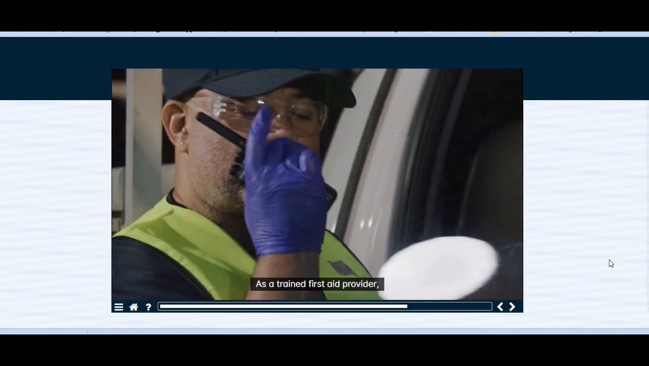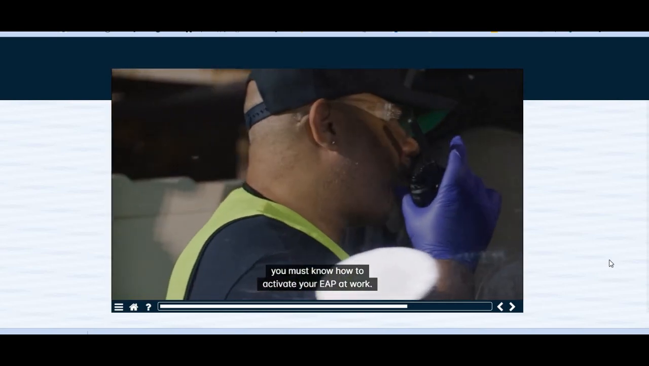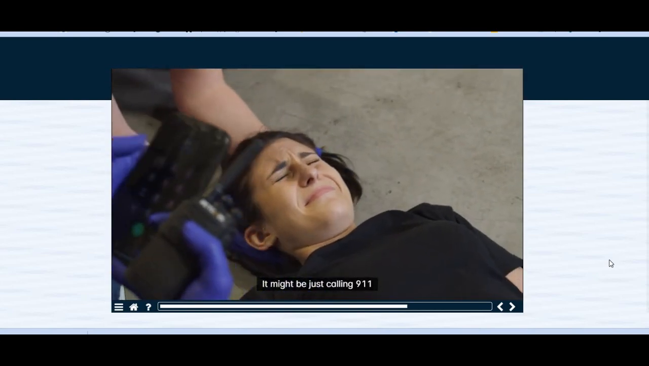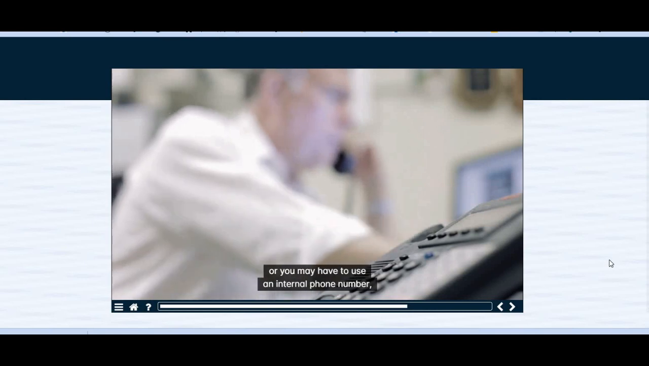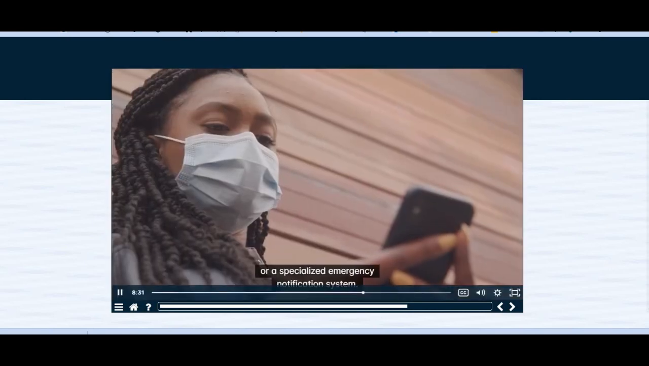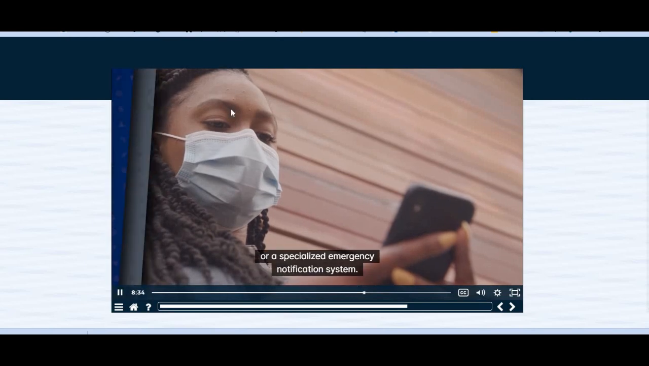As a trained first aid provider, you must know how to activate your EAP at work. It might be just calling 911, or you may have to use an internal phone number, intercom, public address system, or a specialized emergency notification system.